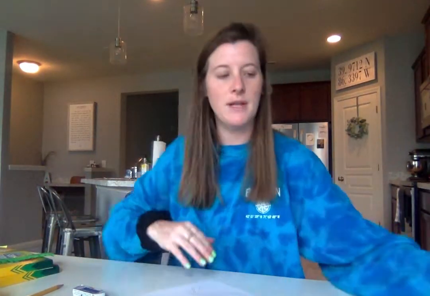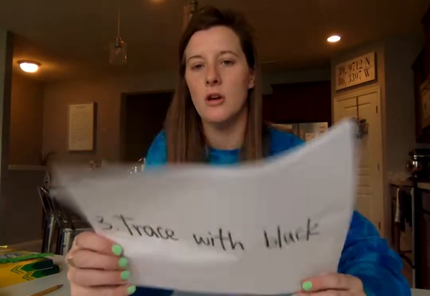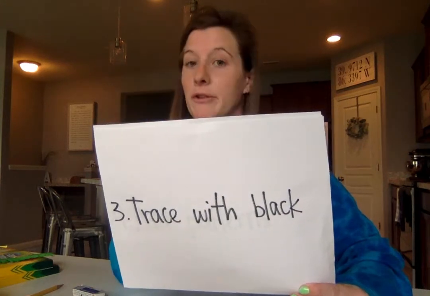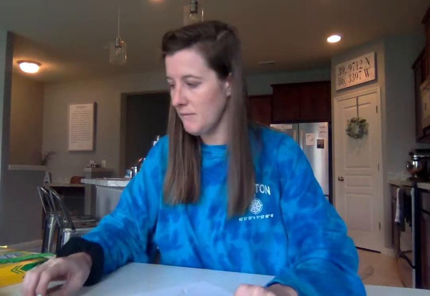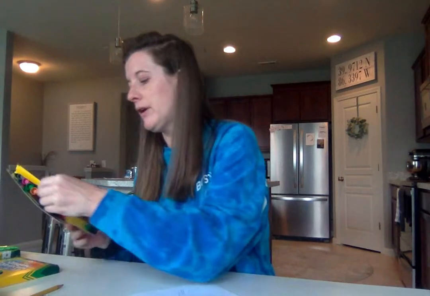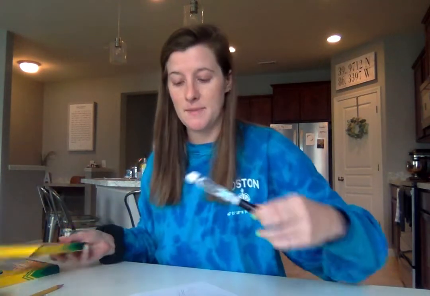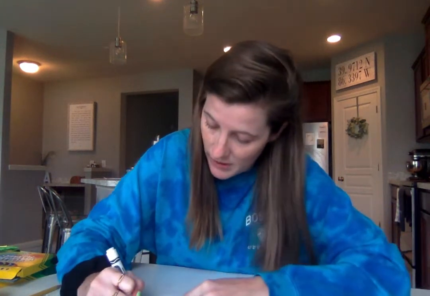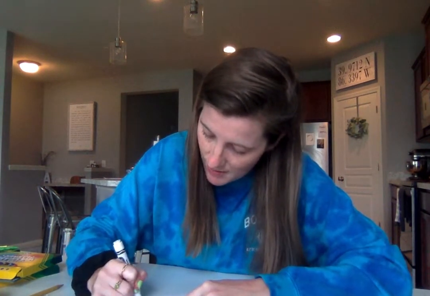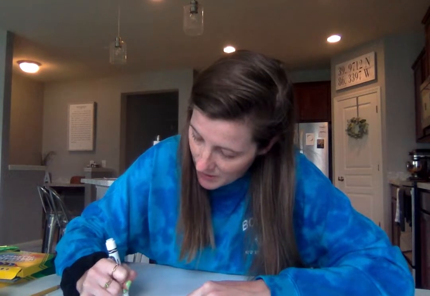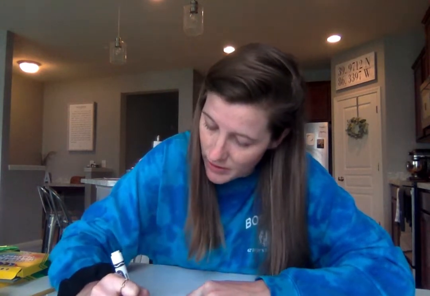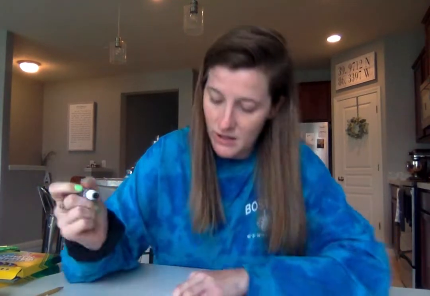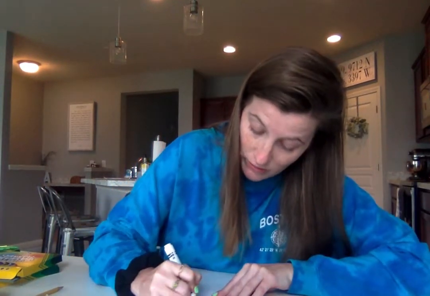I'm ready for step 2, and step 3 tells me trace with black. Black marker, black crayon, black colored pencil, whatever you have at home is fine. I'm going to use a black marker here, and I'm going to trace my figures all the way around with black. And as I'm working, I'm noticing that I forgot to give my figures a ground, and they look like they're floating. But that's fine because I can always go back and add that ground in so that they aren't floating.